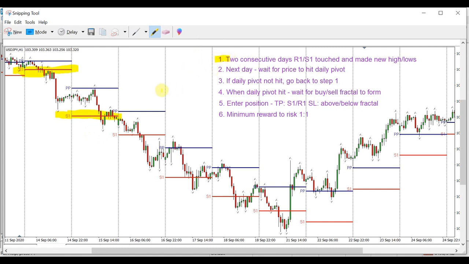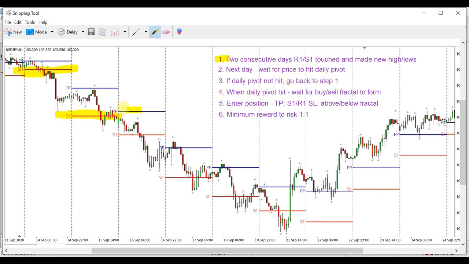So then once you've had 2 consecutive days of S1 or R1 and that S1 or R1 is lower or higher, what we do is we wait for price to retrace back to its pivot level, its daily pivot level, which in this example, as you can see, is over here. And if the daily pivot is not hit, then we go back to step 1.